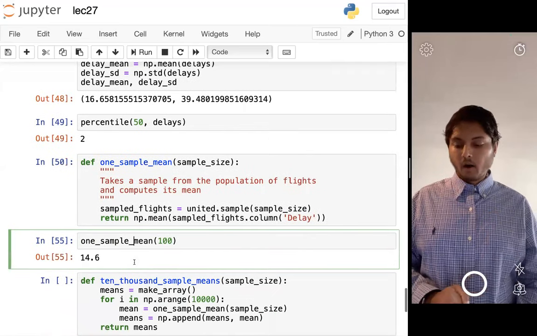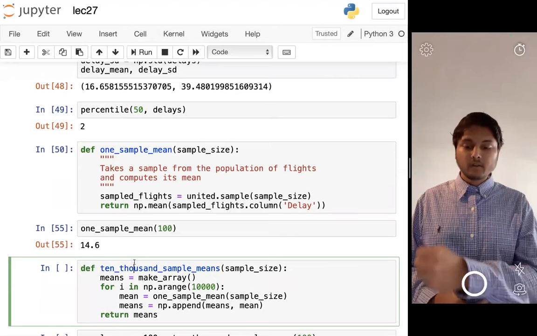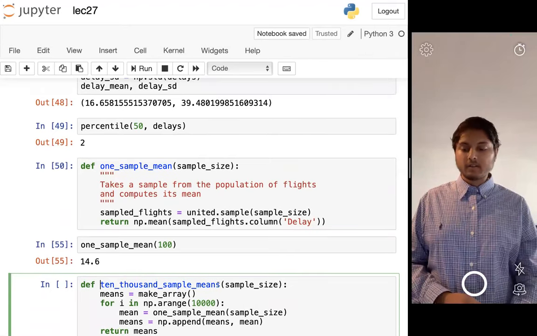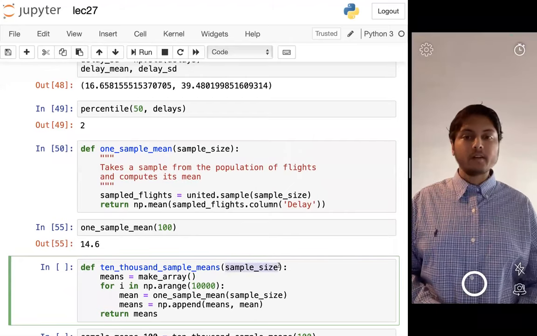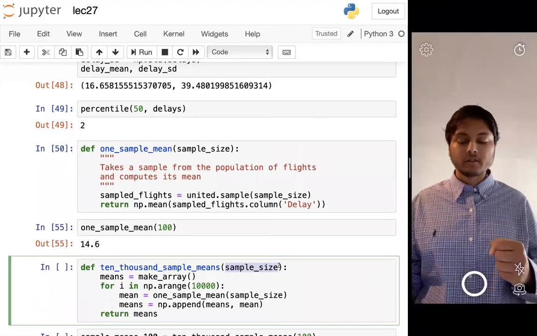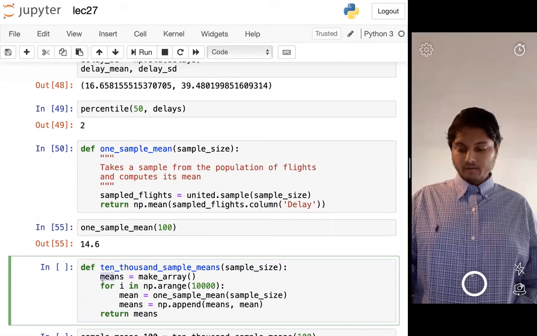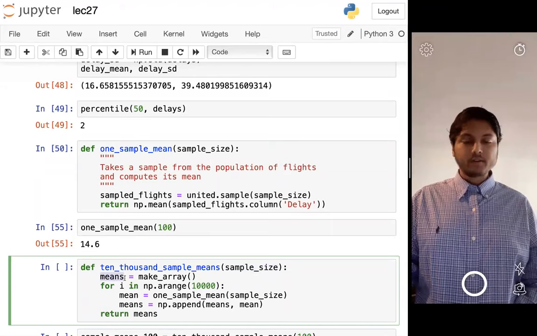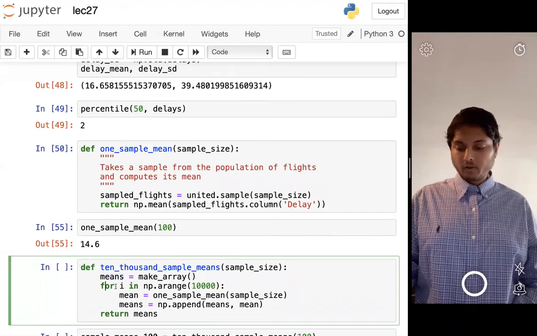Let's make a function here that allows us to do that sampling procedure 10,000 times. We're going to call this 10,000 sample means, and we're going to have a parameter, sample size, which is what the sample size should be in each of the 10,000 simulations. We're going to store all those simulations in a value called means, and then we'll do for i in range 10,000.